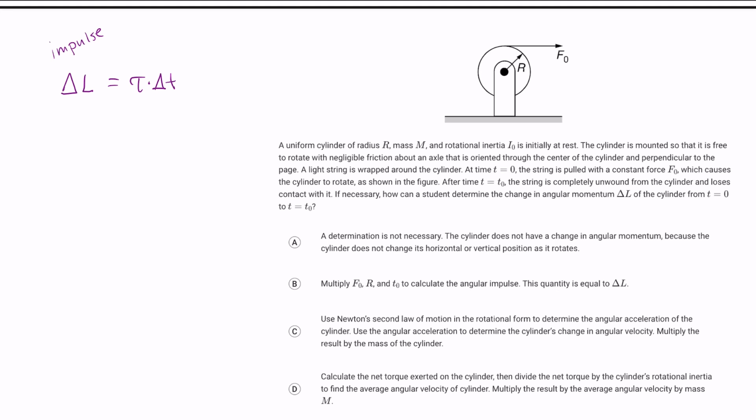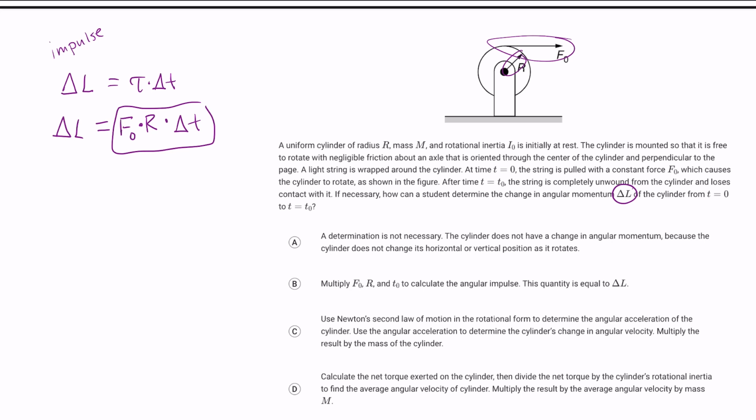We don't know torque yet, but we do know how to find it because we have our perpendicular force and our distance from the axis of rotation. So I'm going to rewrite this: delta L, our impulse, must be equal to F0 times our distance from the axis of rotation, R, times delta T. We know delta T, we know R, and we know the applied force. So to determine the change in angular momentum, all we need to do is find these three values and multiply them together. There should be an answer choice that looks just like it.